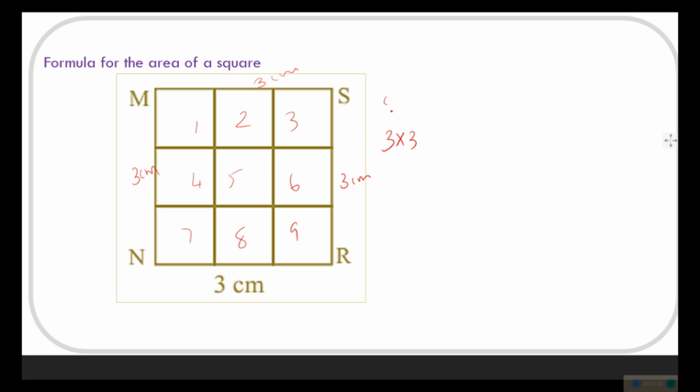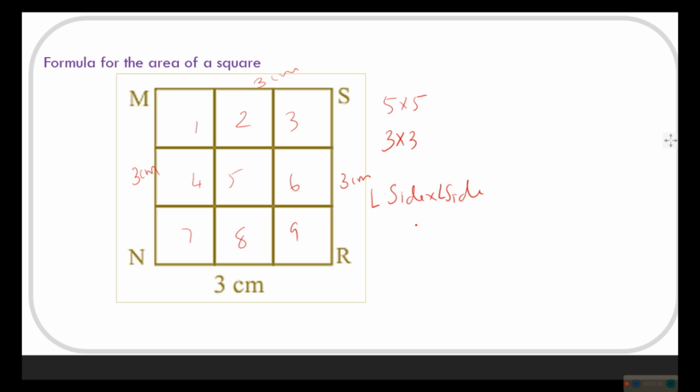If it is 5, it will be 5 multiplied by 5. That means a square has the nature that length and breadth are the same. So the length of a side with the length of the other side. What does it mean? It will be length into length or breadth into breadth. So we will simply say that in the case of a square, we will multiply side with the side. Or if you say the length of one side, length of the other side, both are the same.